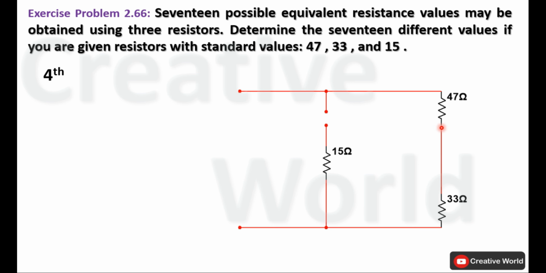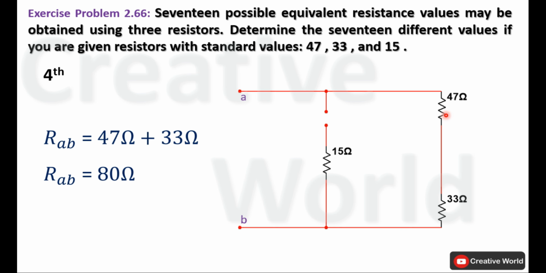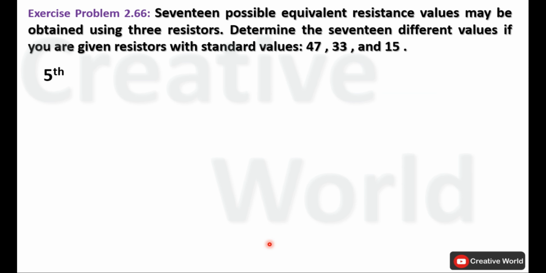Now we have connected 2 resistances in series and one resistance is open by this point. Again we will calculate equivalent resistance between these 2 points. In this case, this 15 ohm resistance will not contribute in the total resistance of RAB because it is open circuited. So total resistance RAB will be equal to the sum of these 2 resistances because these are connected in series. RAB will be equal to 80 ohm. So we have solved the fourth configuration. Move to the next, fifth configuration.